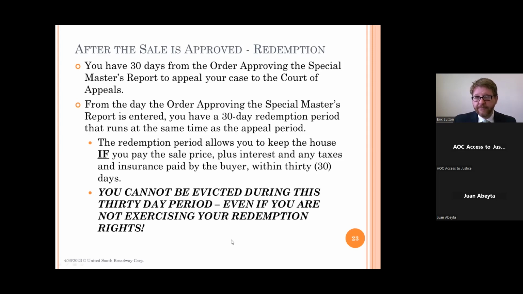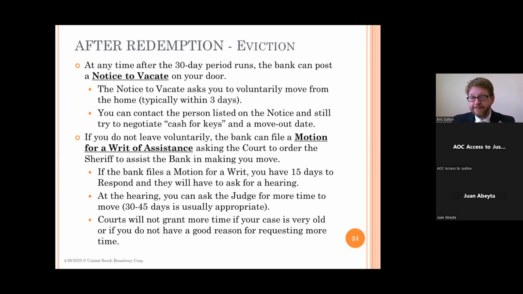You cannot be evicted during this period, even if you're not exercising your redemption rights. Again, that's another reason why that order approving sale should not say that it's also a writ of assistance. Because what has to happen is the bank has to give you notice to vacate before they file a petition or a motion for a writ of assistance. If they're trying to do that ahead of time in the order approving the special master's report, they're trying to skip through this whole process, and that's not appropriate. But the borrower who's still in the house, even after all that process is done, can expect to receive that notice to vacate. They can expect to receive that motion. They can respond to that motion, again, 15 days.